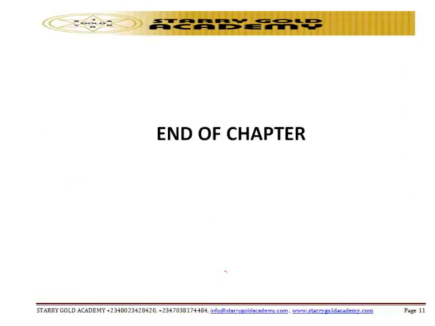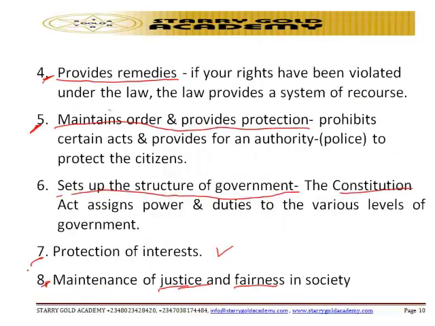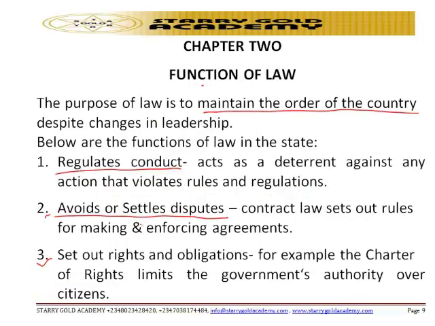We've come to the end of chapter 2, where we talked about the function of law. Like we said earlier, law regulates conduct, it avoids or settles disputes, it sets out rights and obligations, and it provides remedies. For example, if your right has been violated, there is a system of recourse that is going to provide remedy. It maintains order and provides protection. Law sets up the structure of government. Law protects the interest of citizens, government, even non-citizens of the country. And lastly, the law maintains justice and fairness in society. So that's just a summary about the function of law.